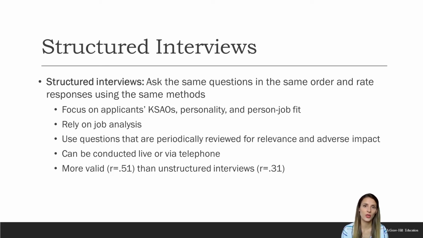What is your gender? Those questions are not relevant to the job and should not be asked verbally or on an application blank. The questions should always be evaluated on a continuous basis for bias and adverse impact. These structured interviews tend to be substantially more predictive than unstructured interviews.